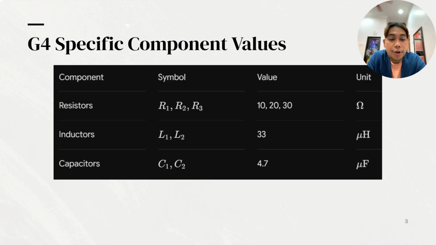Our group chose question number 4. Before we start the project, we need to know the components we use and their values. The first component is the resistor: R1, R2, R3 are 10, 20, and 30. For the inductors, L1 and L2 have the same value, 33. And for the capacitors, C1 and C2 have the same value, 4.7.